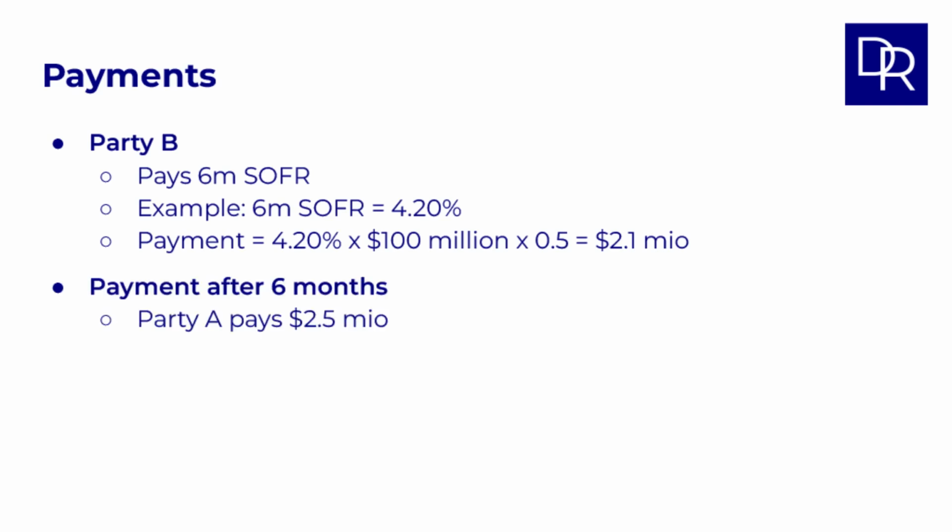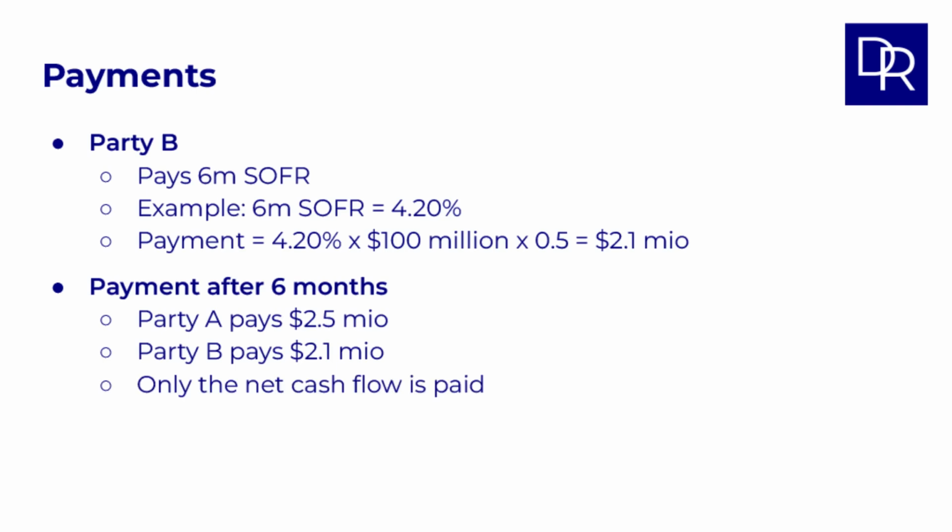So Party A has agreed to pay $2.5 million and Party B $2.1 million. In practice, only the net cash flow is paid. So the only cash flow is that Party A pays $0.4 million to Party B.